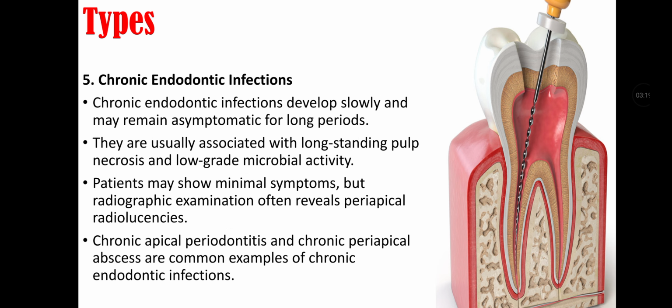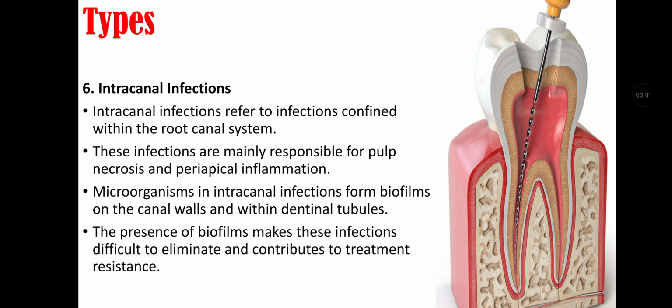Fifth type is chronic endodontic infection. Chronic endodontic infections develop slowly and may remain asymptomatic for long periods. They are usually associated with long-standing pulp necrosis and low-grade microbial activity. Patients may show minimal symptoms, but radiographic examination often reveals periapical radiolucencies. Chronic apical periodontitis and chronic periapical abscess are common examples of chronic endodontic infections.